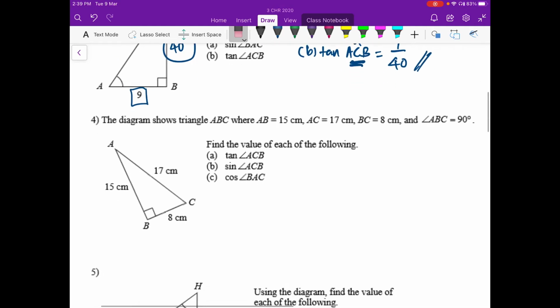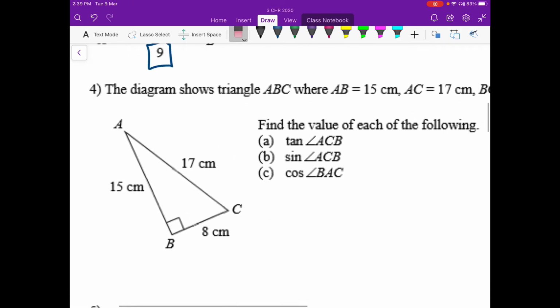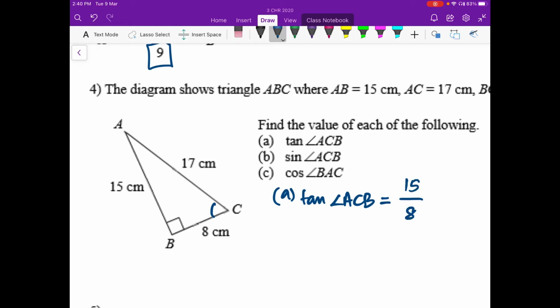Question 4. Information given, find tangent ACB. So identify where your tangent ACB is. A, C, B. Part A. Tangent. So we have our opposite. Opposite to this angle is 15. Adjacent, 8 cm. Can write mixed fraction if you want to, but you can leave it like this.